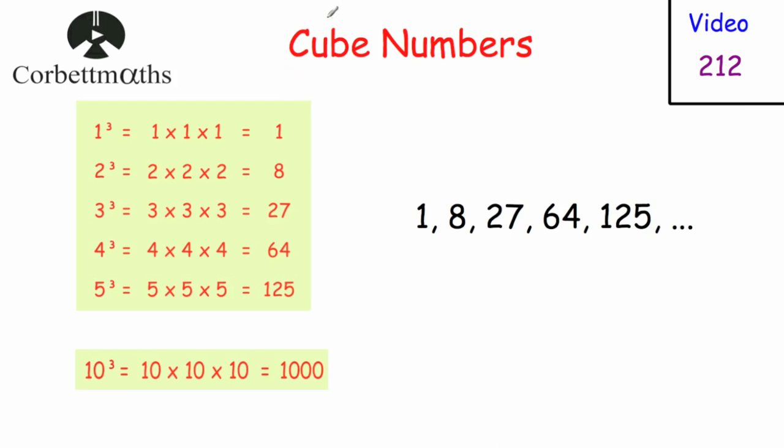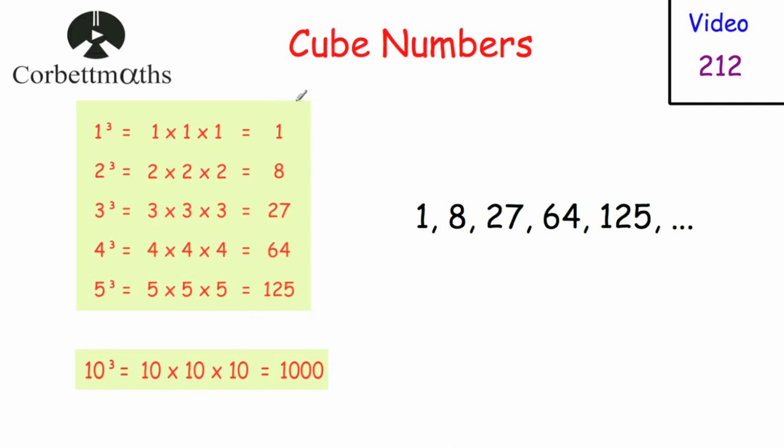Right, so our next topic is cube numbers. A cube number is the result of multiplying a number by itself and by itself again. So 1 cubed, that's the cube symbol, is 1 times 1 times 1, which is 1. 2 cubed is 2 times 2 times 2, which is 8. 3 cubed is 3 times 3 times 3, which is 27. 4 cubed is 4 times 4 times 4, which is 64. And 5 cubed is 5 times 5 times 5, which is 125.